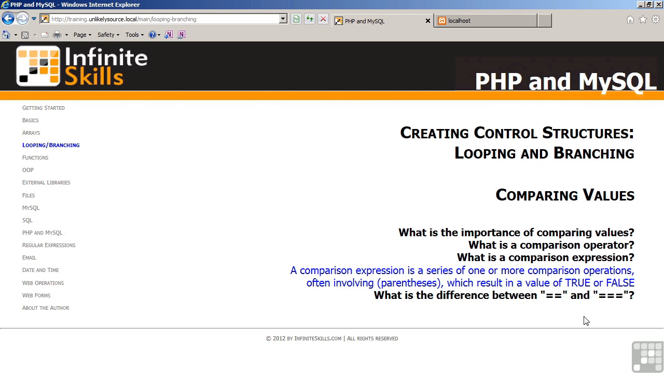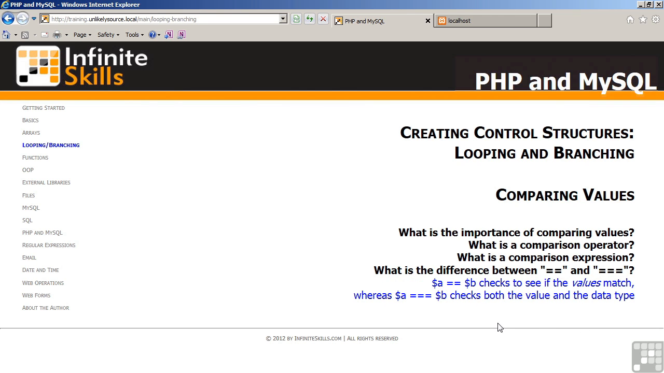What is the difference between double equal and triple equal? Double equal will check to see if the values match. Triple equal, also referred to as identity equal, checks both the value and the data type. This concludes our discussion of comparing values.